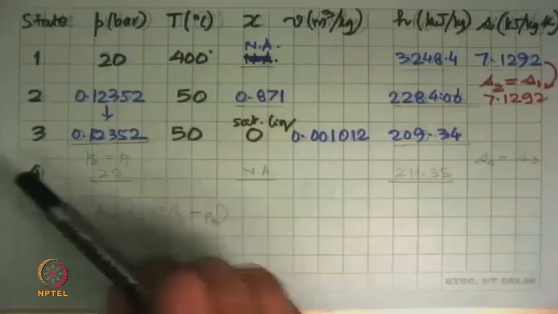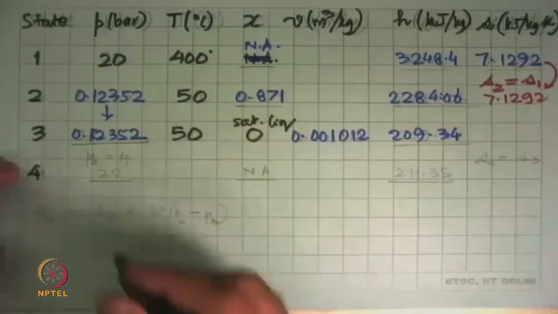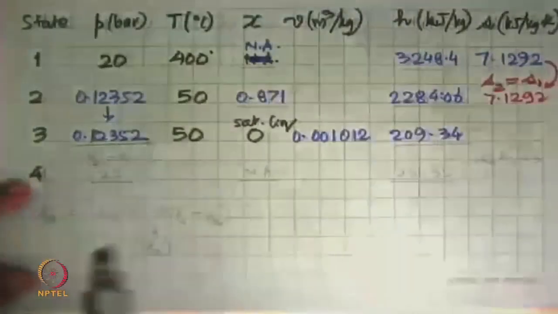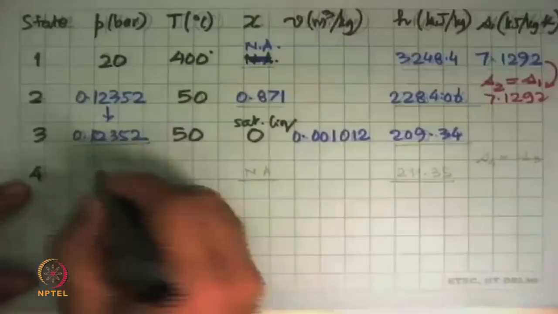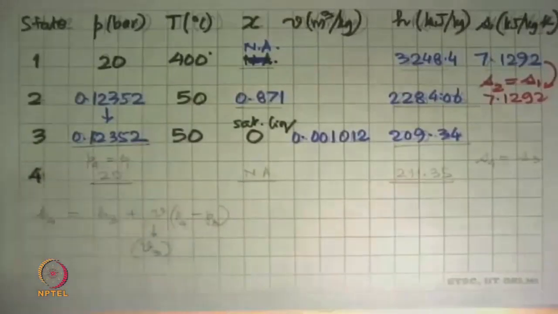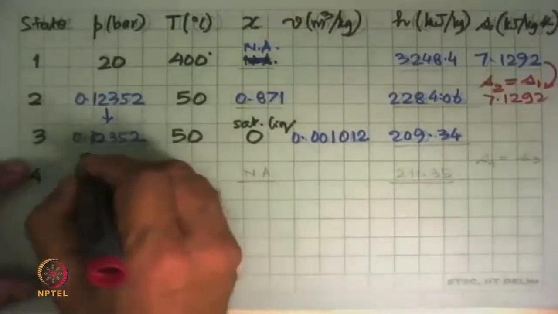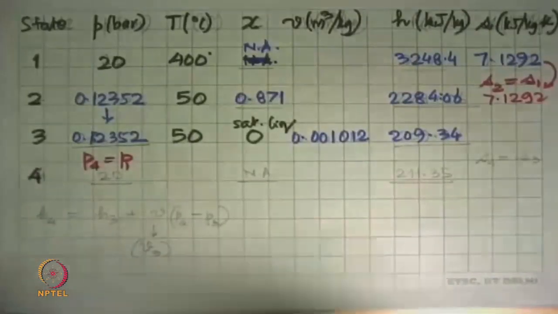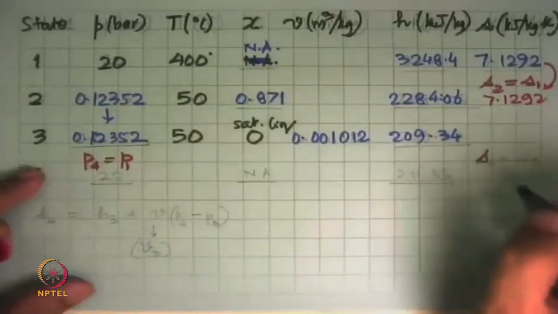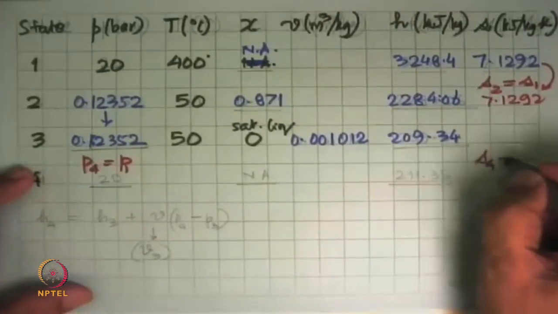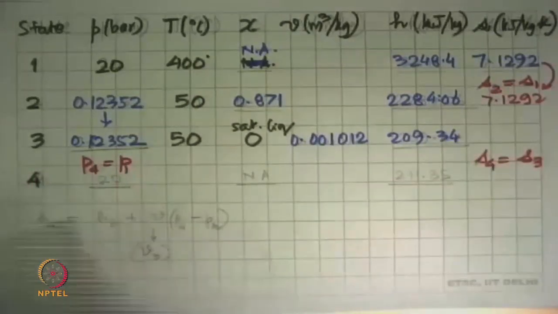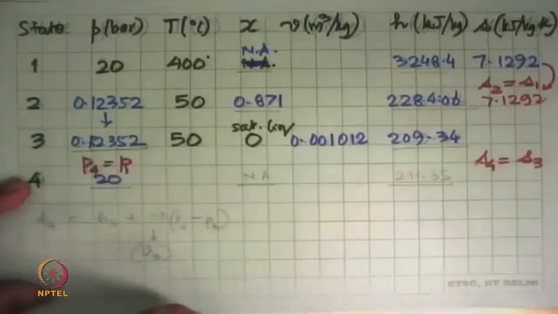So this is at the outlet of the pump. We know that at the outlet of the pump, the pressure has to be equal to the pressure at the inlet of the turbine because the process of heat addition is constant pressure. So that tells us that this will be equal to P1. So P4 equals P1, and across the pump entropy remains the same. So S4 is equal to S3. So from there we can now start putting things here that this is 20 bar.